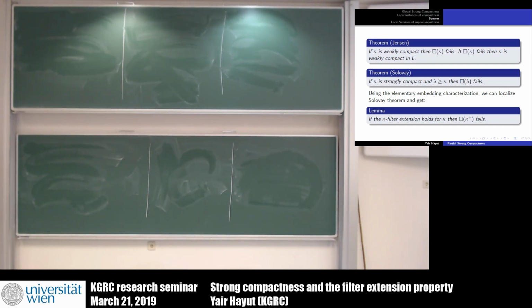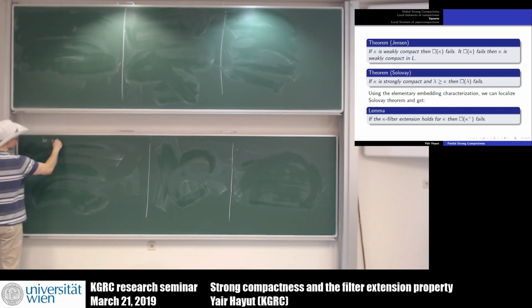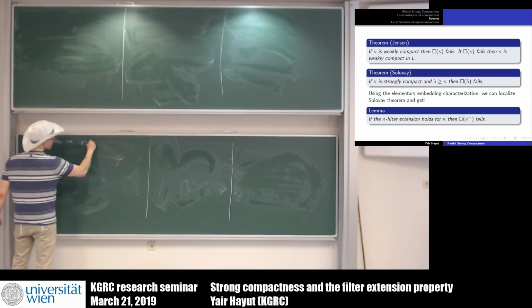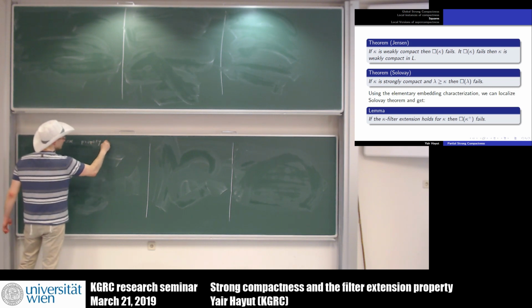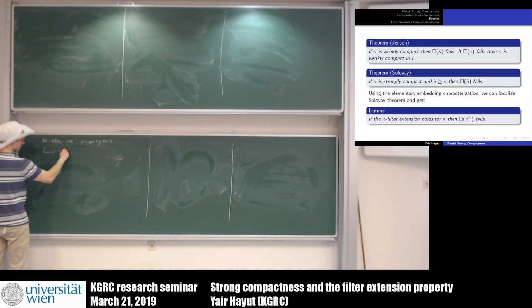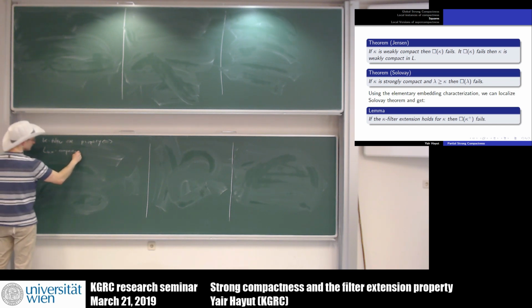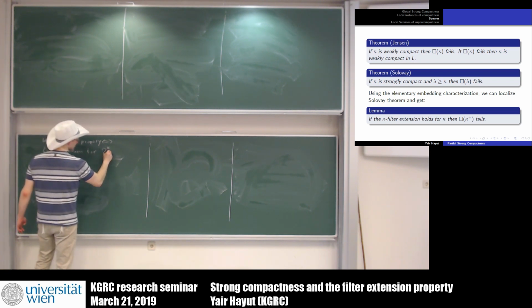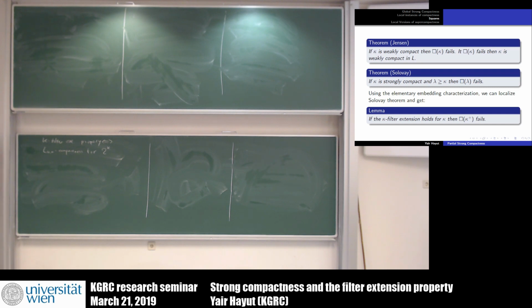So remember, we know that the kappa filter extension property is equivalent to L kappa kappa compactness for basically 2 to the kappa, for languages of size 2 to the kappa, which is equivalent to the following statement.